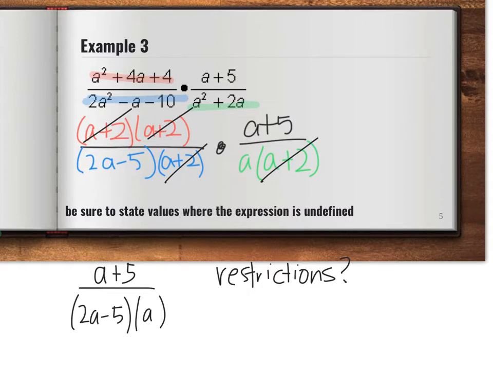Okay, I'm going to look at the restrictions now. To do that, I'm going to focus on the line before I canceled, because everything that was here still counts. So I'm going to look at whatever was on the bottom, whenever it was on the bottom, if it could be equal to 0. So in this case, a can't equal 0. a can't equal negative 2. And a can't equal 5 over 2.